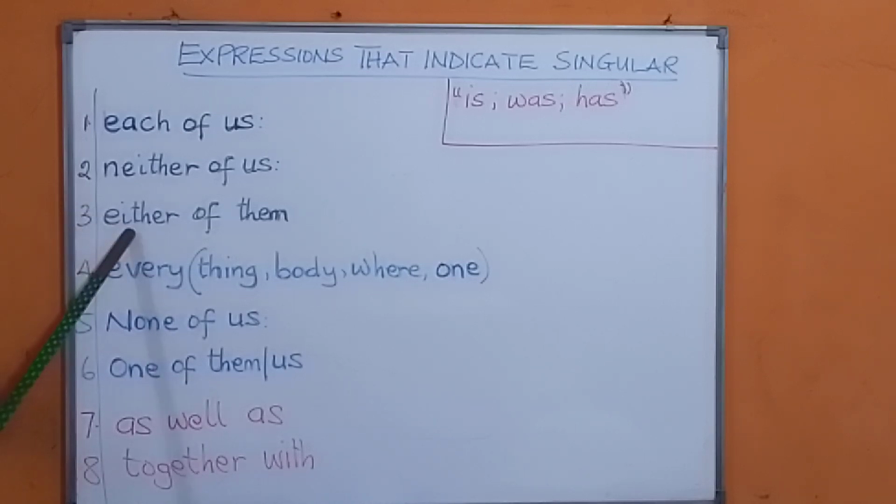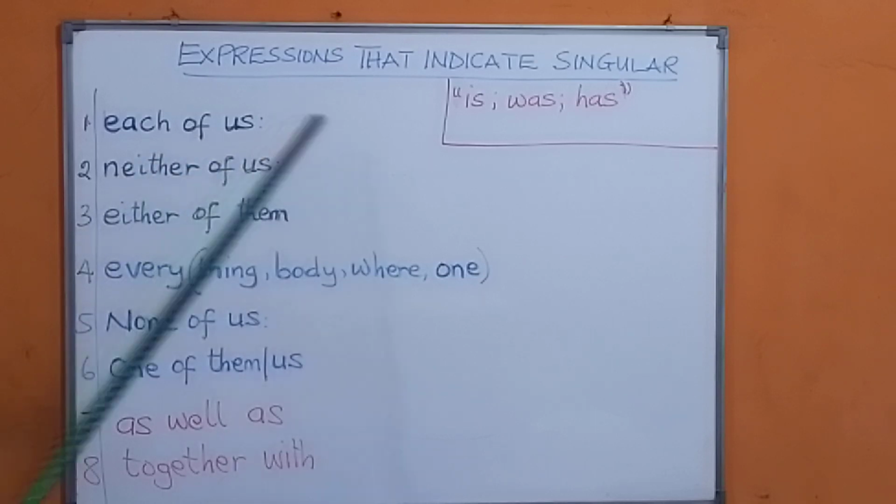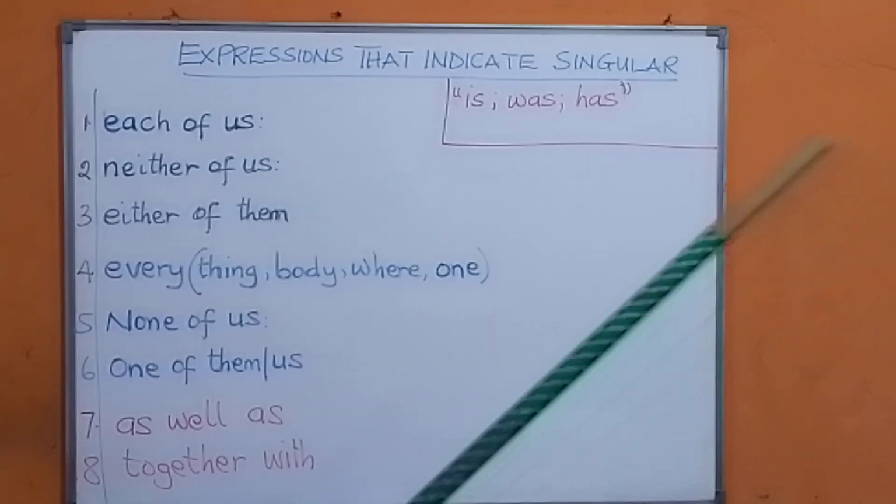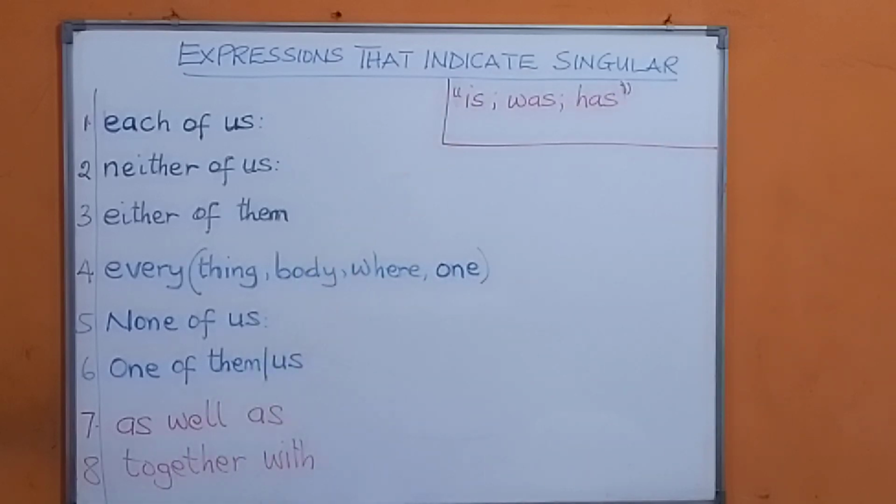So, look at number 3. If you say neither this nor this, you are not talking about two people at the same time. You are talking about one person. Neither Amy nor Fanta has the answer to that, or is one of the candidates we are looking for.